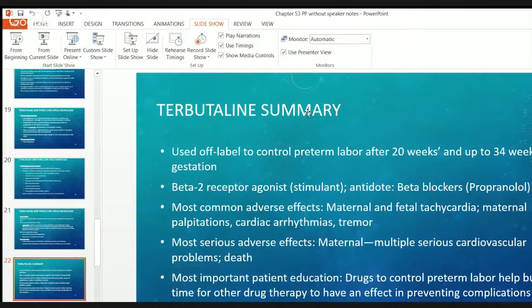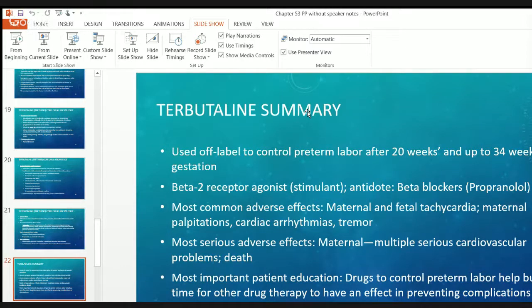So let's look at this summary here. Again, when we look at it, it's actually going to be an off-label use, used to control preterm labor again after 20 weeks. It is a beta-2 receptor agonist. And then the antidote again is going to be propranolol. Most common adverse effects are maternal and fetal tachycardia, maternal palpitations, cardiac arrhythmias, and tremors. And most serious adverse effects, multiple serious cardiovascular problems, with the severity ranging all the way up to death.